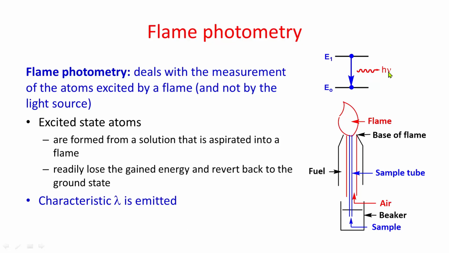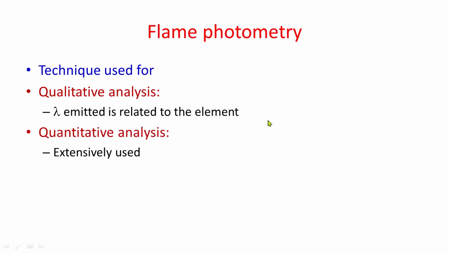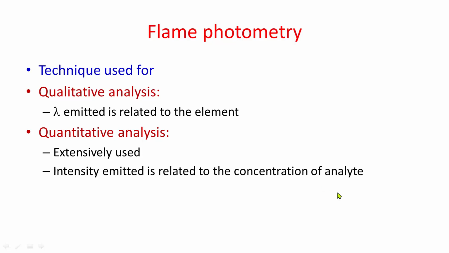Characteristic wavelength is emitted. Flame photometry is used for qualitative analysis, that is, the wavelength emitted is related to the element, being a characteristic wavelength of that element. For quantitative analysis, this technique is extensively used. Intensity emitted is related to the concentration of the analyte.